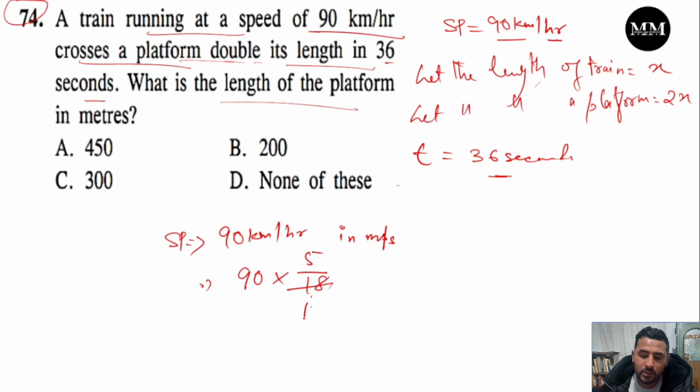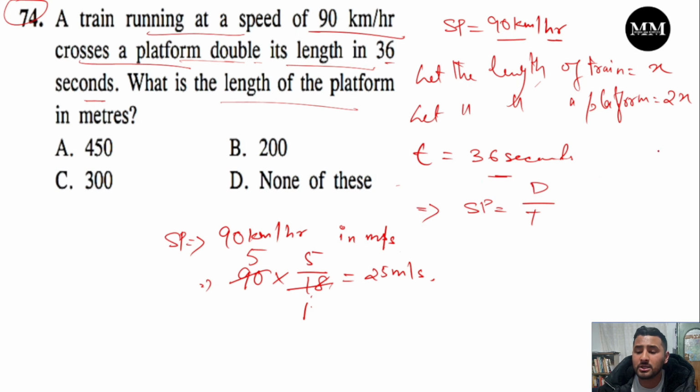So start with cancellation. 18 1s are 18, 18 5s are 90. So we'll get 5 into 5 is 25 meter per second. Speed is 25 meter per second. So let's use the formula again: speed is distance by time.